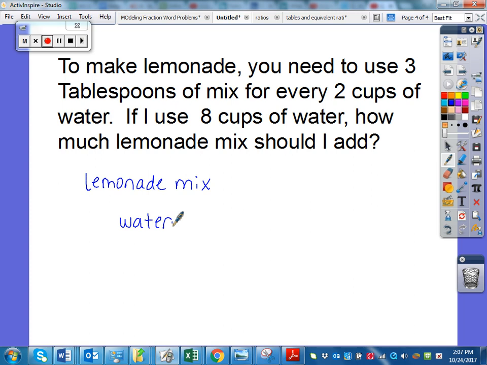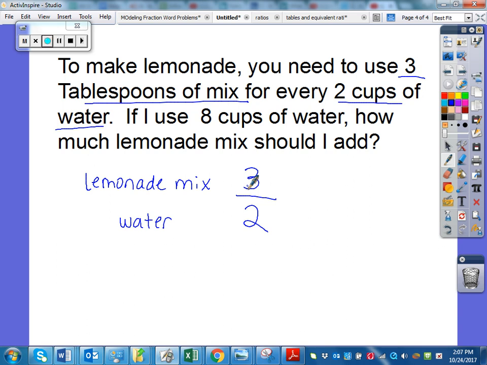Step 2. I need to look at what the original ratio was. So it says that I use 3 tablespoons of mix and 2 cups of water. I'm going to write that as a fraction: 3 tablespoons of mix for every 2 cups of water. So the 2 is on the same line as the water, and the lemonade mix is on the same line as the 3.